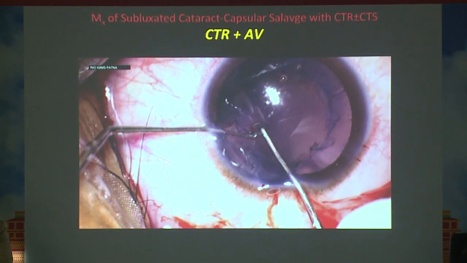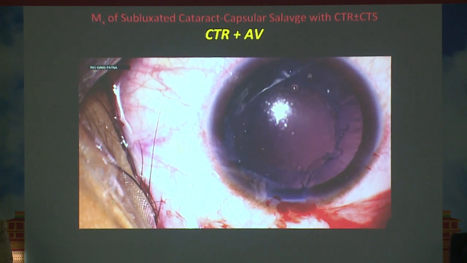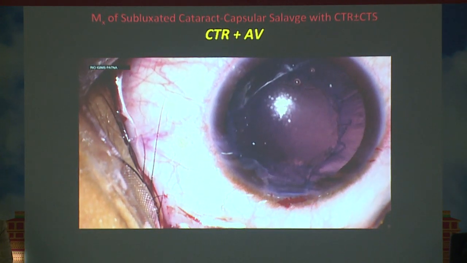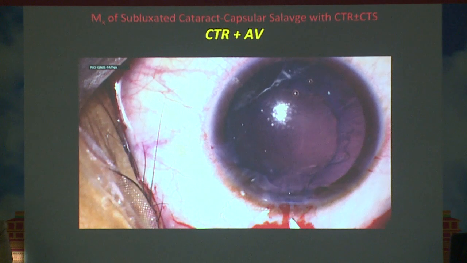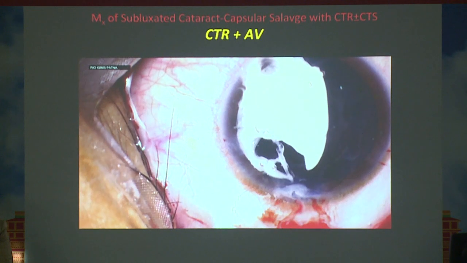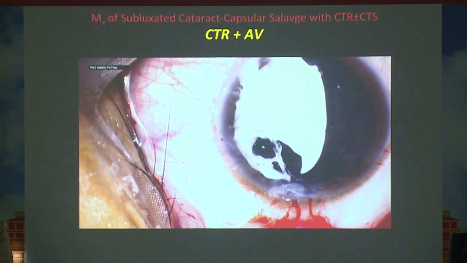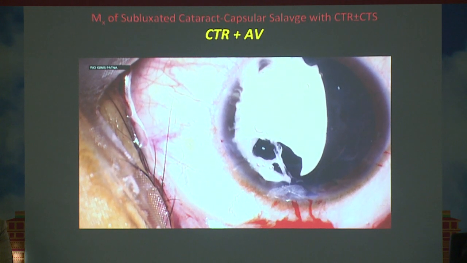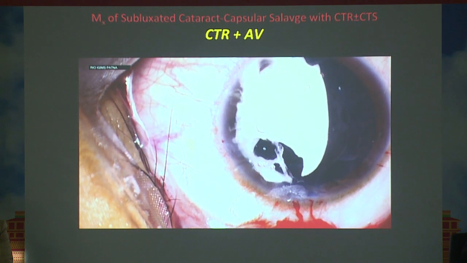And at the end, when you have to put the last end of the CTR, you use an iris hook to put it, and then you just depress it at the level of the capsular plane, because once the capsular tension ring goes in the sulcus, it's very difficult to retrieve it back. Once you have put the CTR, you can stain the anterior vitreous and complete your anterior vitrectomy and remove it.